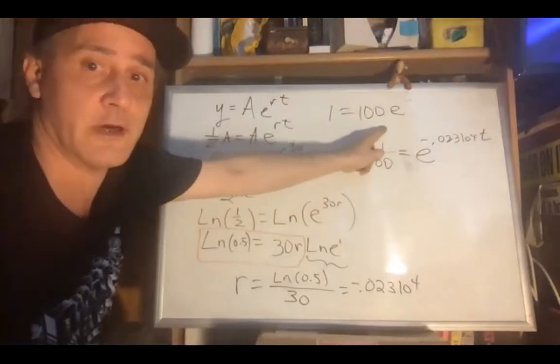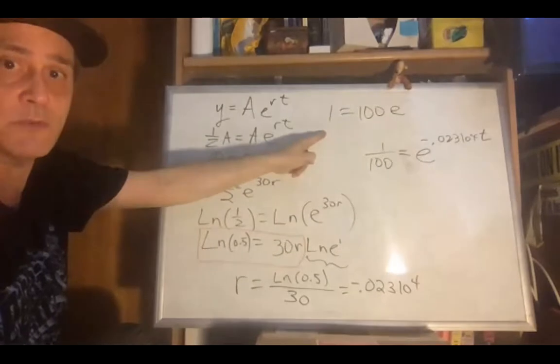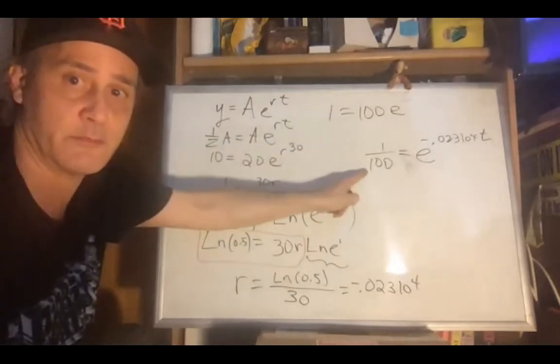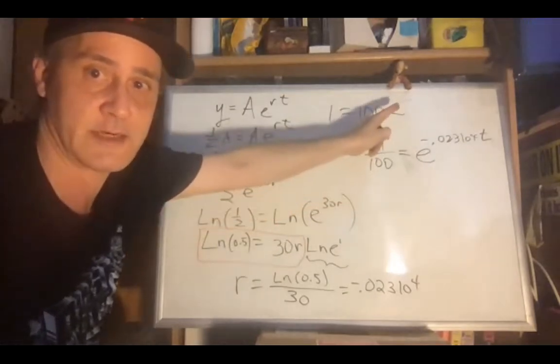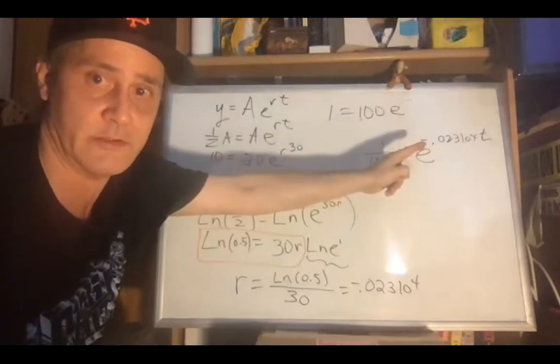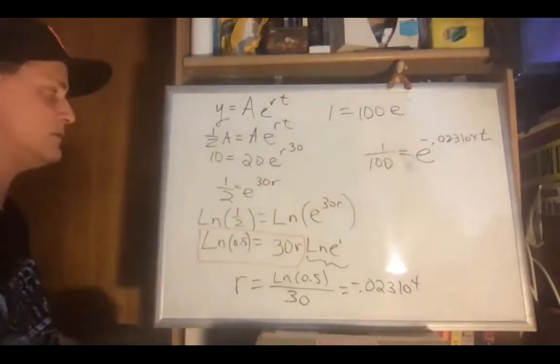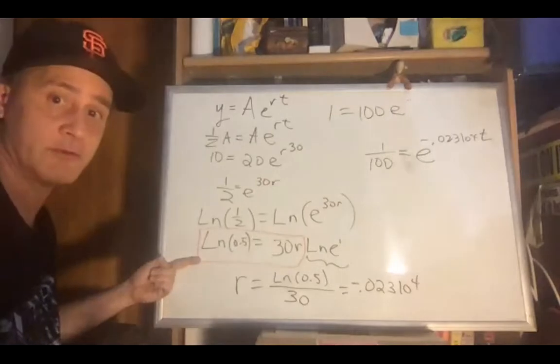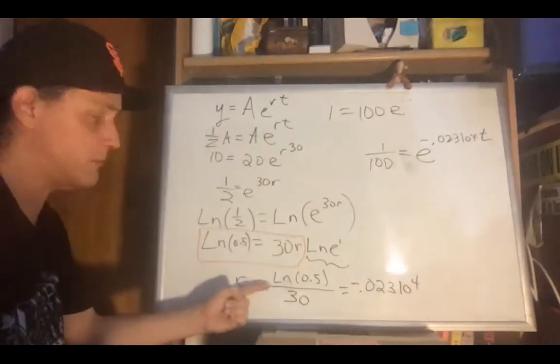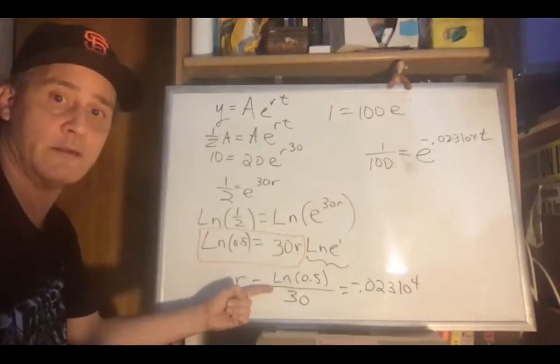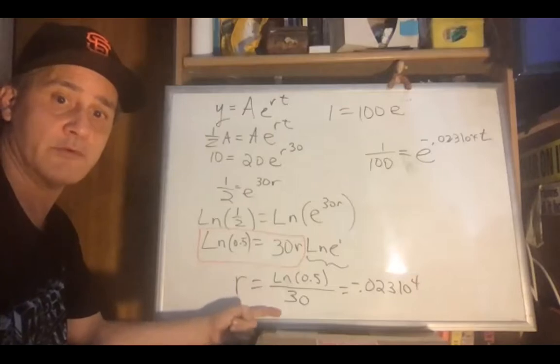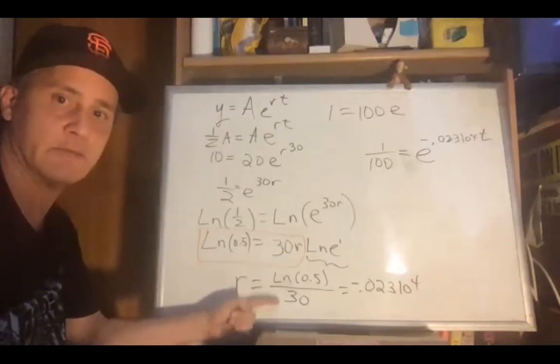If we started with 100, we'd have 1 left. That would be 1%, which means we're solving this problem. And just to repeat myself, that is just what is written there. Okay, so then you can do the same thing we did here, ln of both sides. And notice it's going to become the ln of 0.01 divided by negative 0.023. So this is what we're going to get when we finish that.